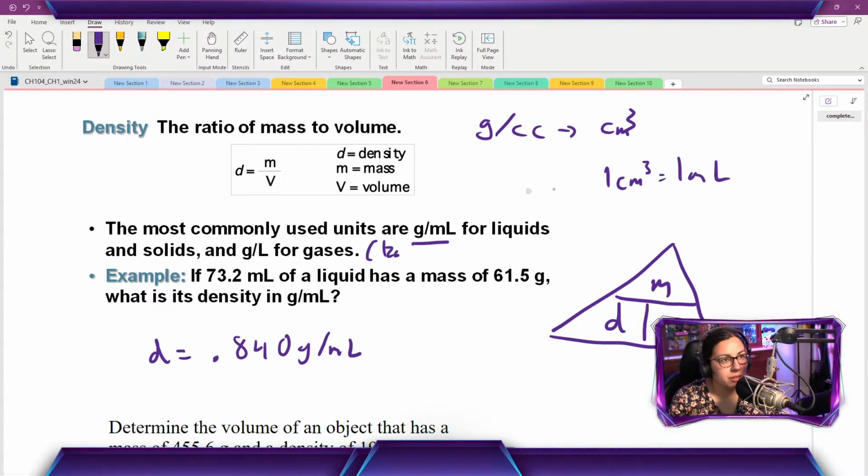You could also see kilograms per liter, etc., or kilograms per meters cubed. Just be aware, it could be any mass to volume units.